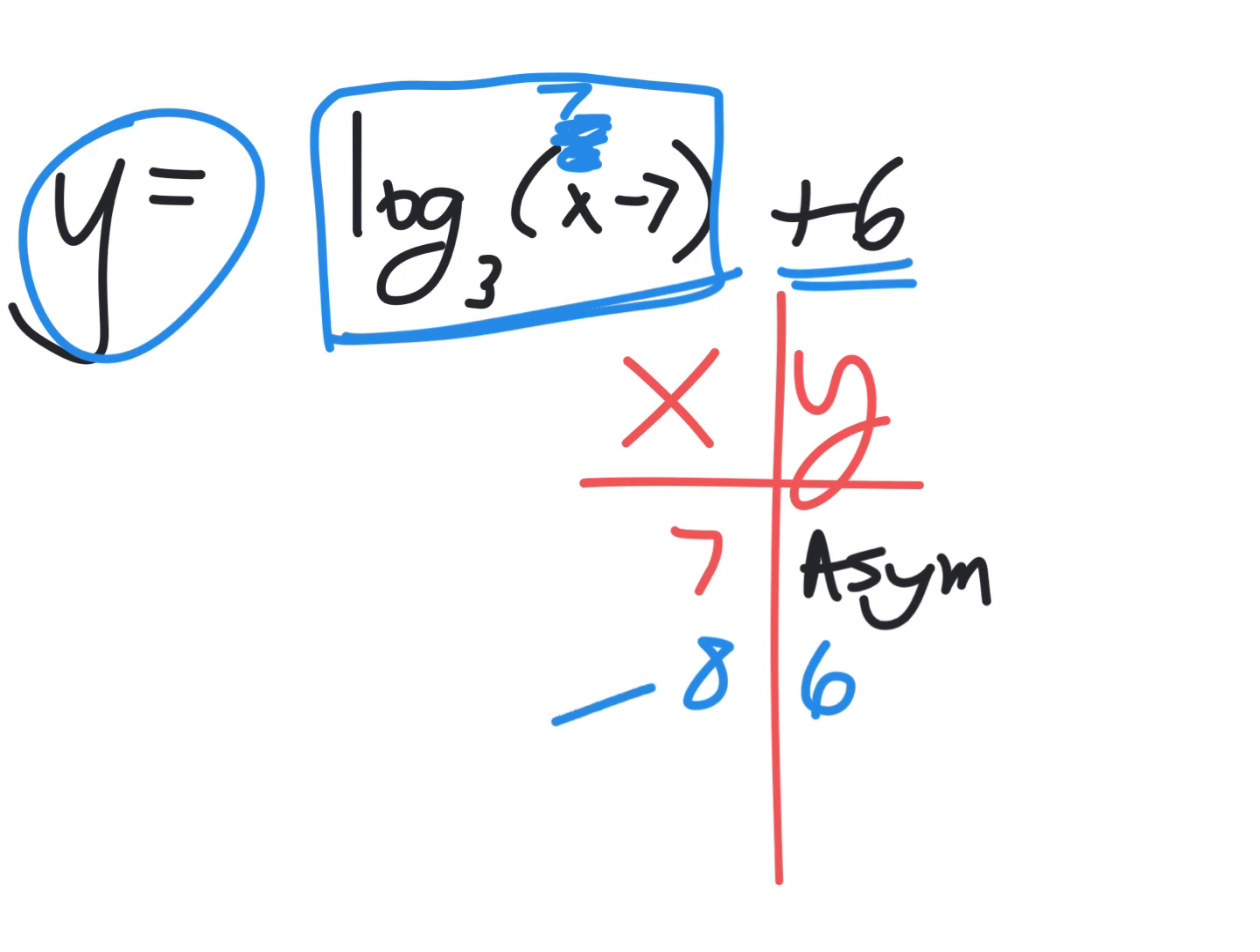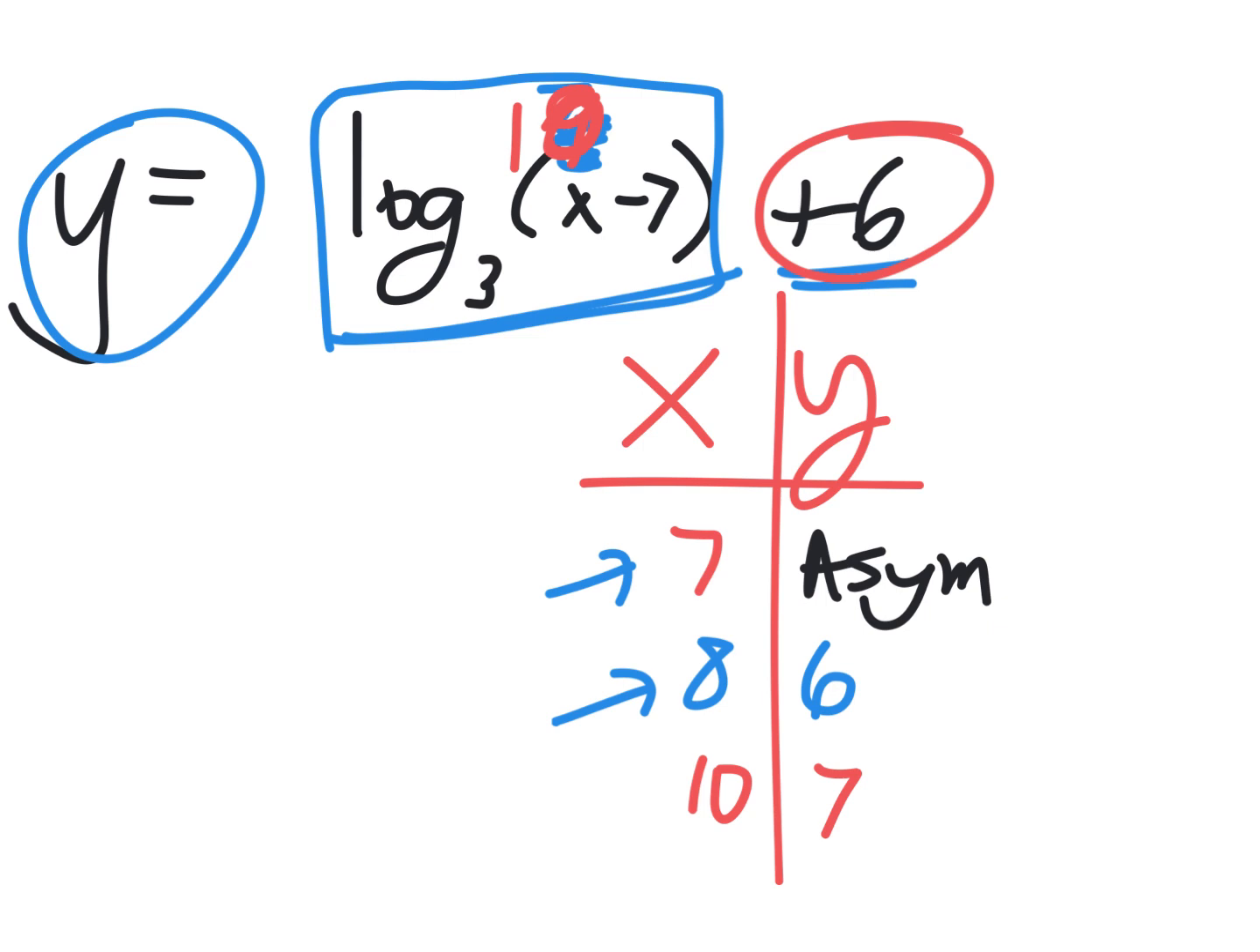So we tried 8 because that was close to 7. How about just try 9? It won't work real nice though. 9 minus 7 is 2, so I don't want to do log base 3 of 2. It's a pain, so I'm not doing it. How about 10? That works. So I stick in 10. 10 minus 7 is 3. Log base 3 of 3 is 1 plus the 6. 7. And I'm getting close.